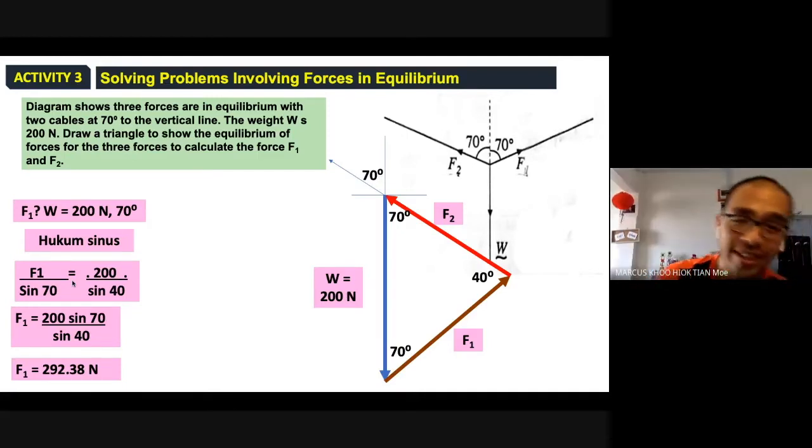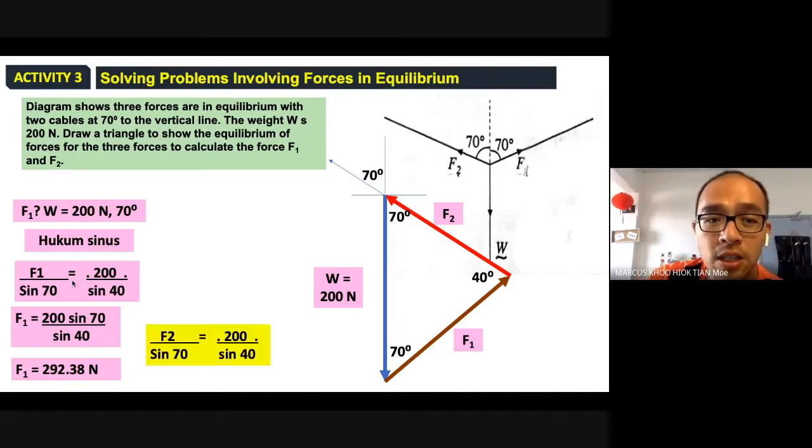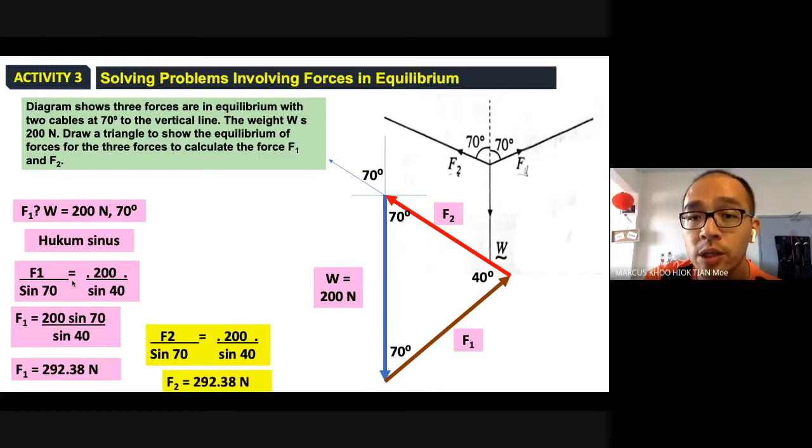Great. And so you can do the same thing with F2. You use the sine rule. You can even use the cos rule if you want. If you are busy using the cos rule, that's fine too, no problem. But you will get the answer 292.38 newtons also, since F1 and F2 are the same length.